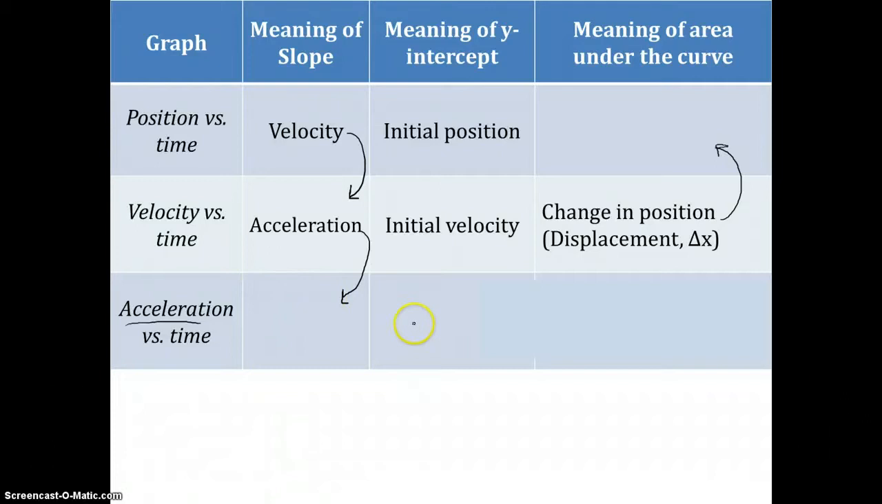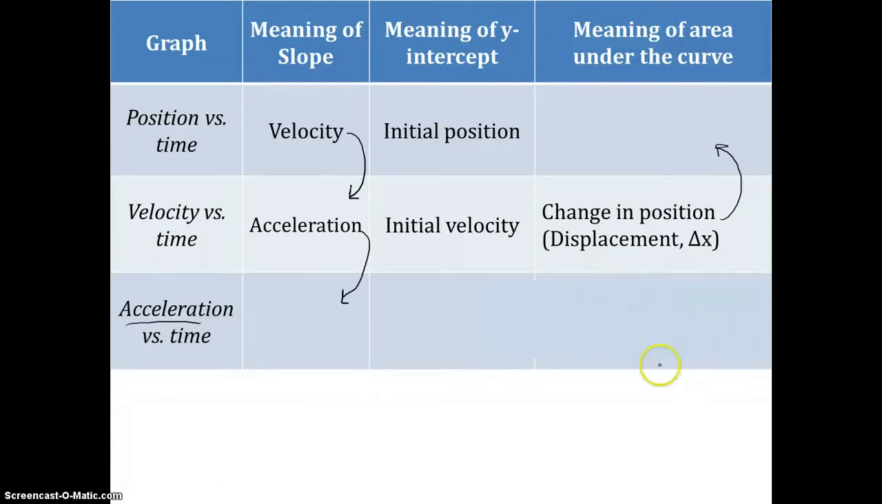The y-intercept as well. Since it's a line with no slope, the y-intercept doesn't really have a meaning. If it did have a slope, as you may figure out, we'd call that the initial acceleration. That would be the y-intercept. But since our acceleration versus time graphs are just horizontal, the y-intercept doesn't really have a meaningful meaning to us.